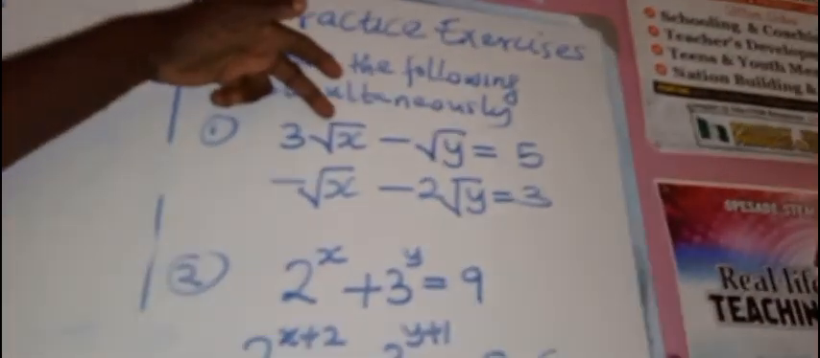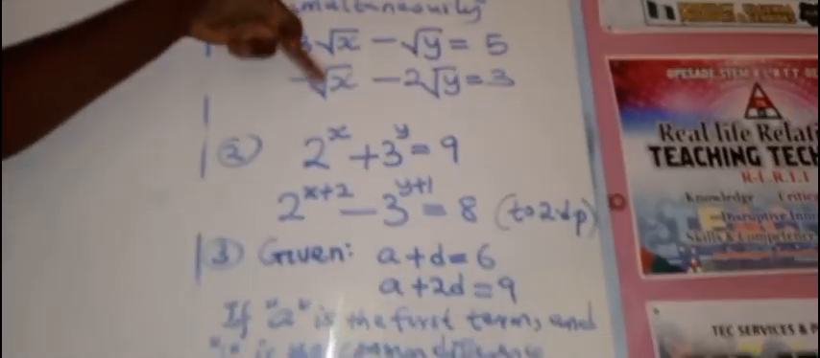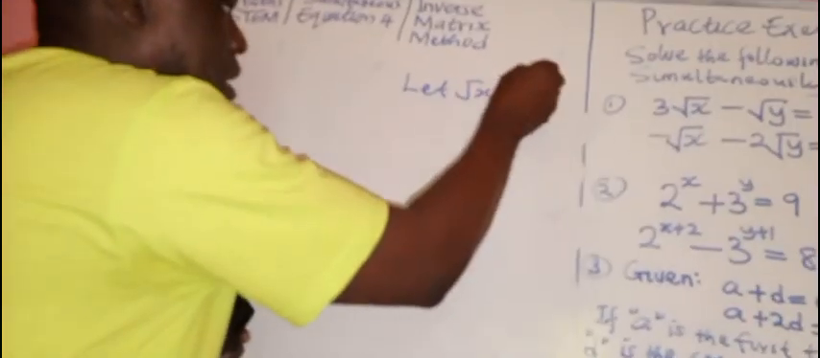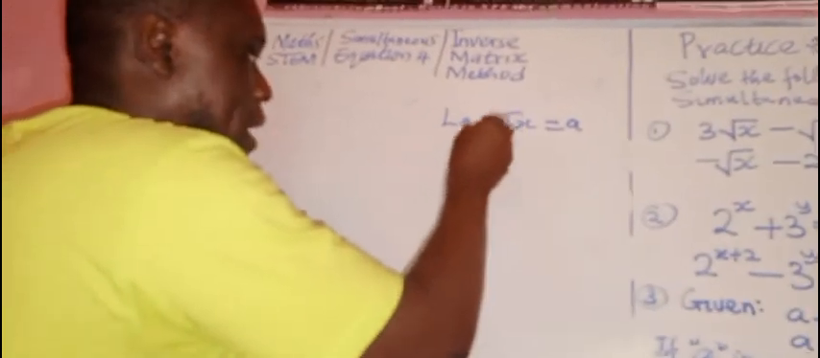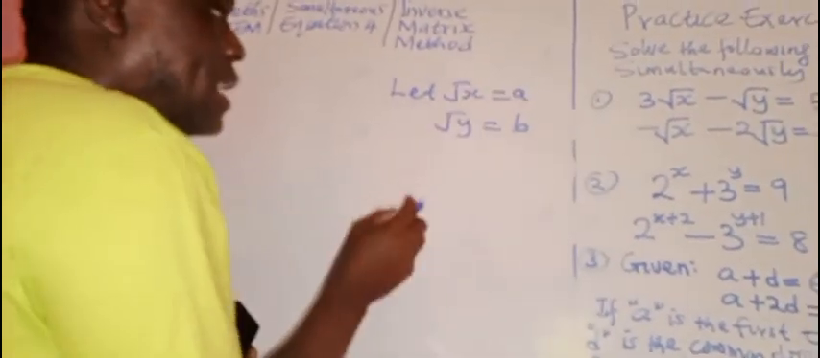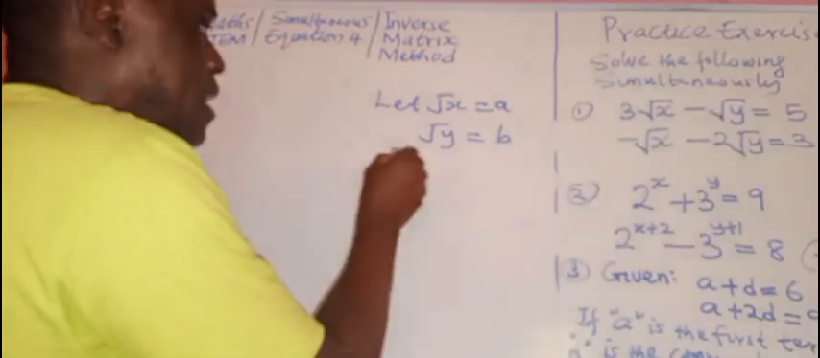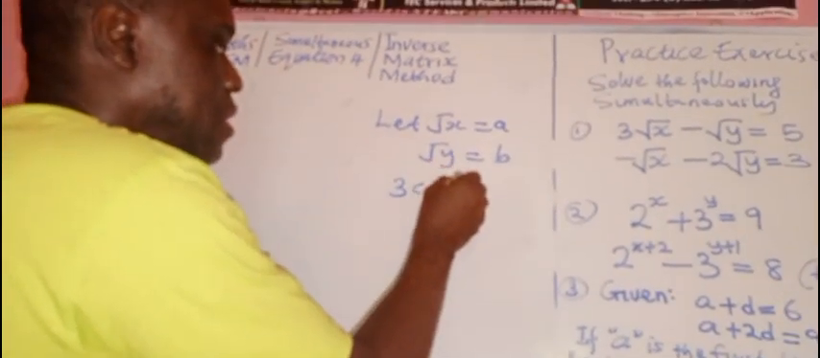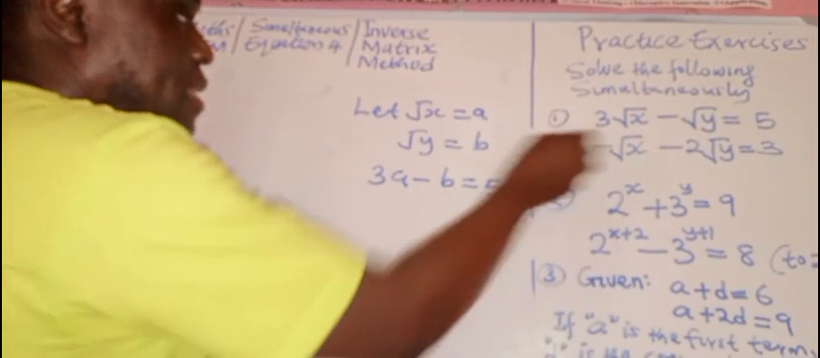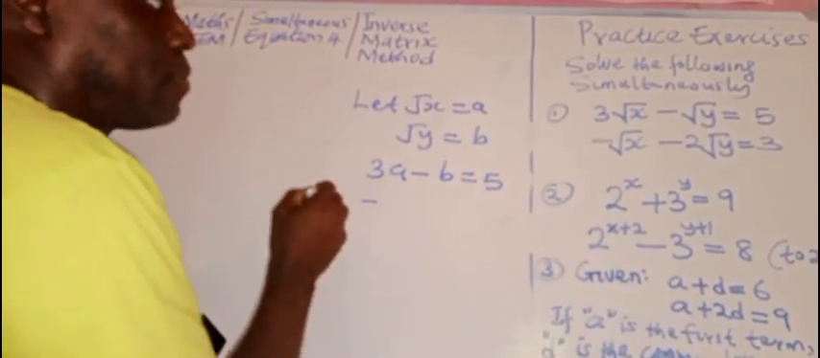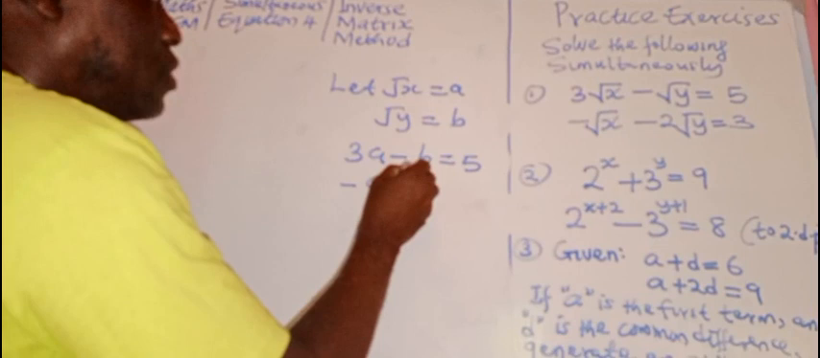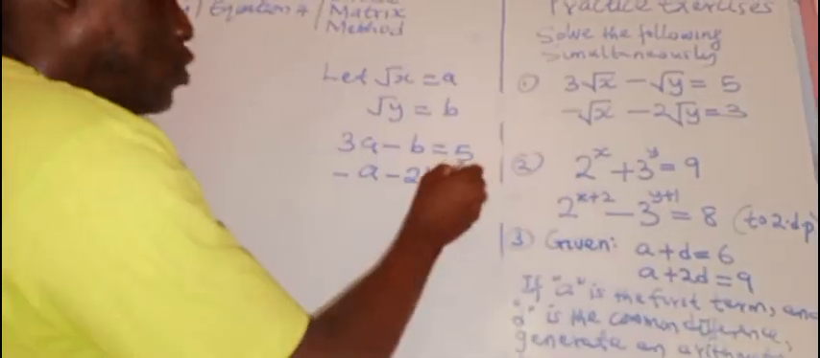And if you look at this, you can see some similarity of repetition of certain terms or surd terms like root x, root y, root y. When you see something like that, just replace it with something. Just say let root x be something maybe a, then root y maybe b. So that the equation will now become 3a minus b equals to 5. Then you have minus a minus 2b equals to 3.